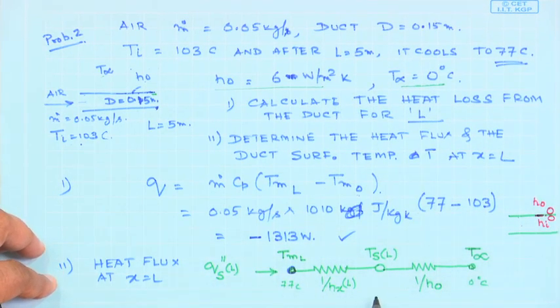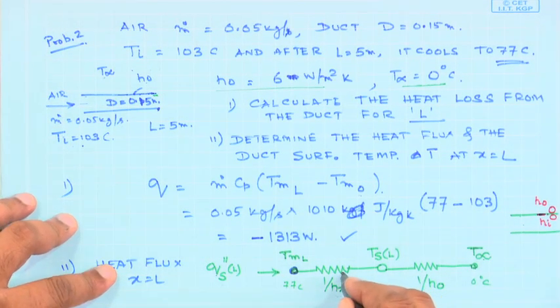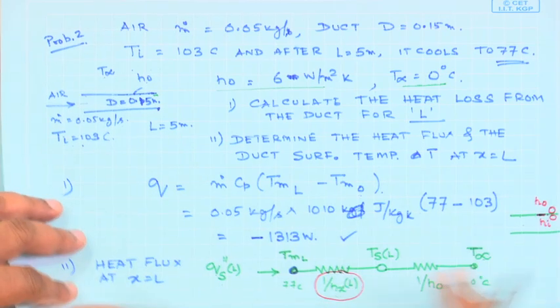The only unknown: T m at L is known, T infinity is known. So, in order to evaluate Q S double prime at L, somehow I need to calculate the value of h x. If I can do that, then I should be able to calculate the heat flux from the air which is flowing to the outside. So, the only job that remains is to obtain the heat transfer coefficient in this case.